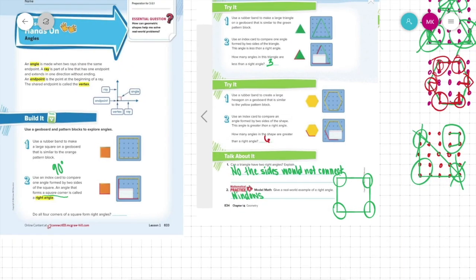For the rest of your assignment today, you guys are going to be looking at angles, and you are going to be telling whether it's less than a right angle or greater than a right angle. And then you're going to be drawing some shapes with greater than, less than, or a right angle today.